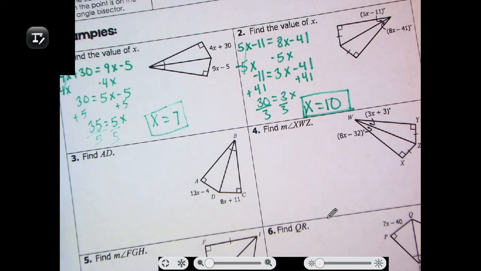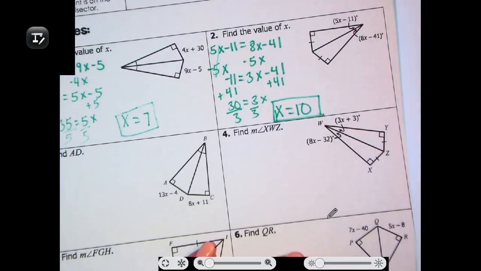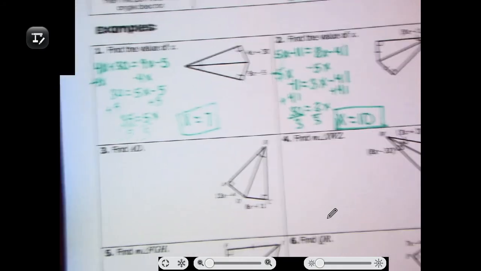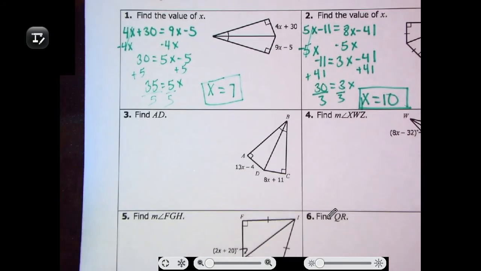All right, so number 3 is just like number 3 from our last type of problems with perpendicular bisectors. So I'm going to go ahead and see if you can try, we'll say 3 through 6, and see how you do.